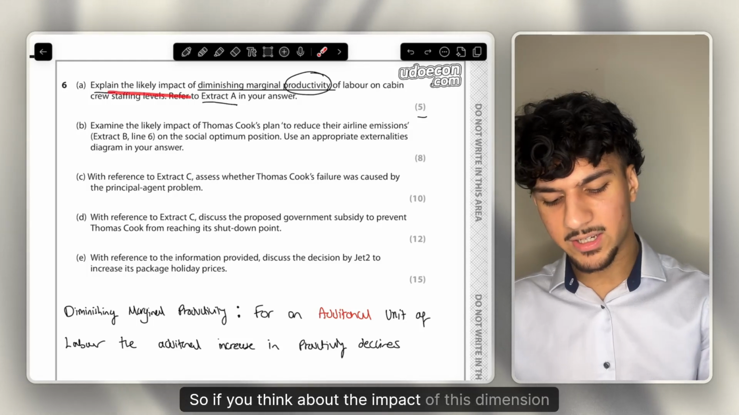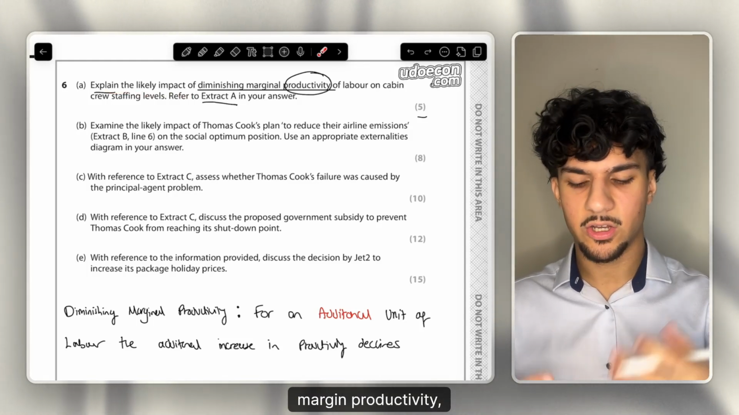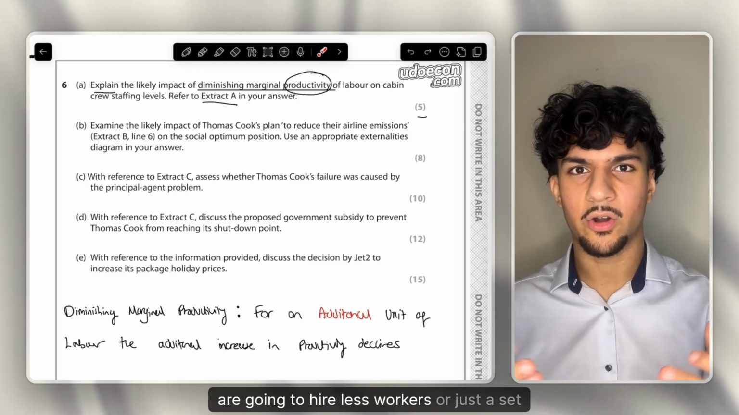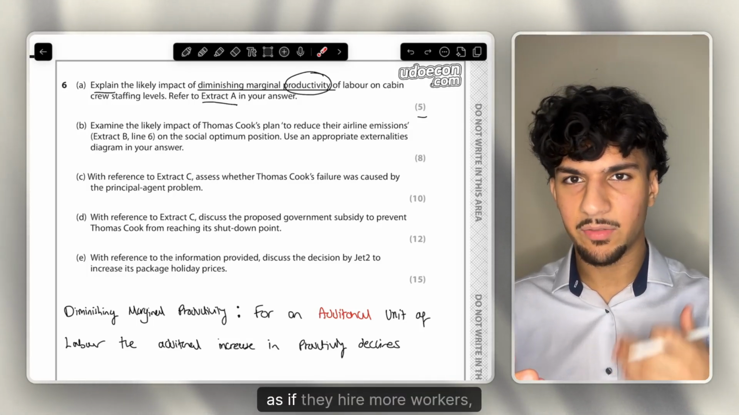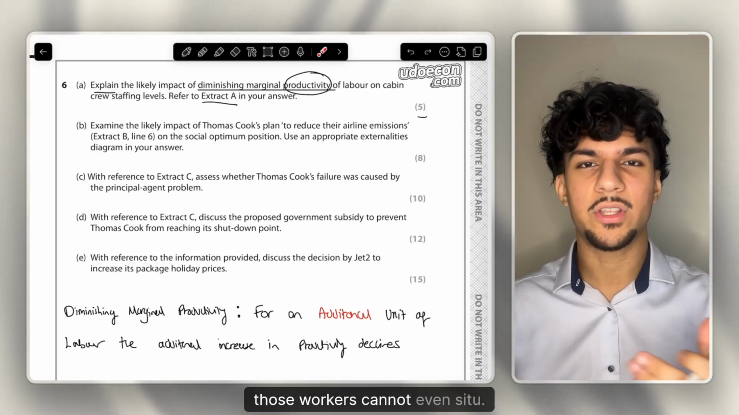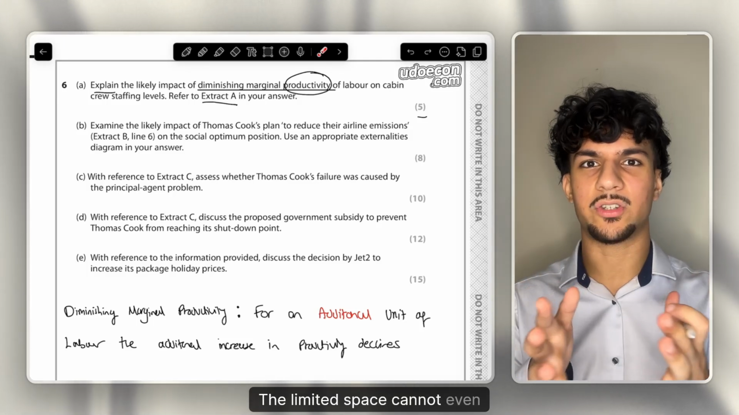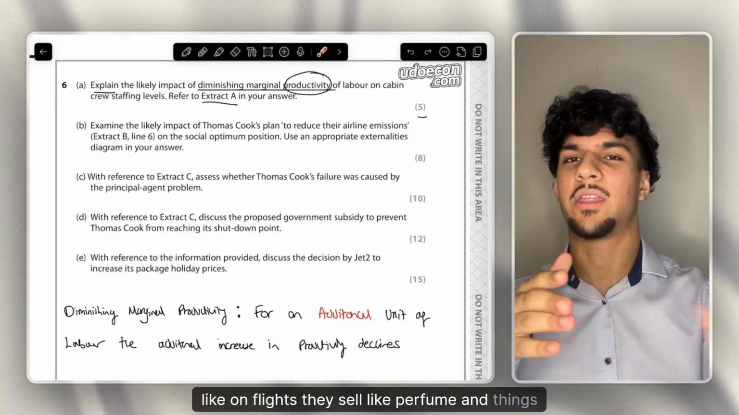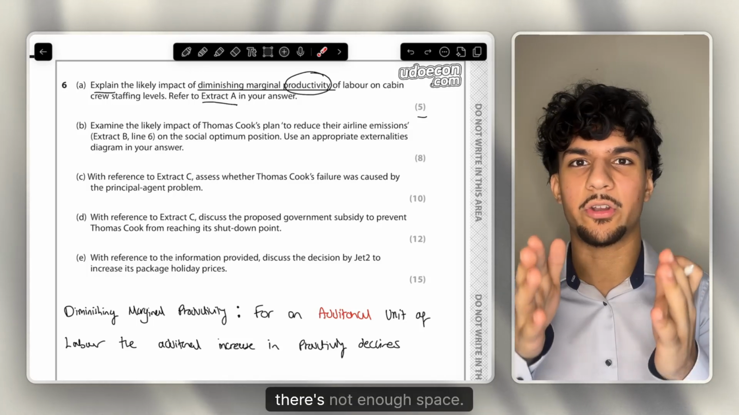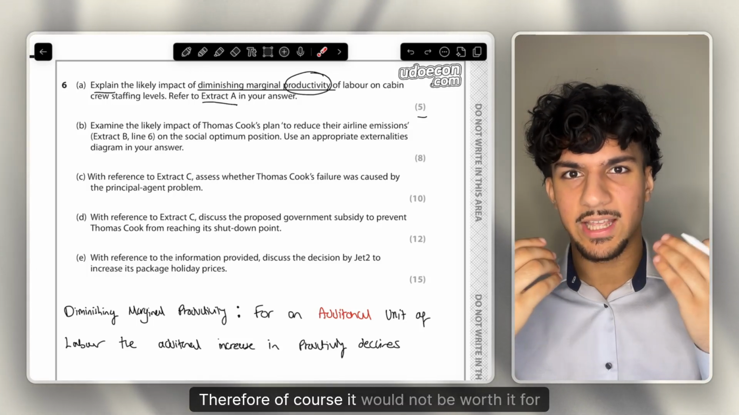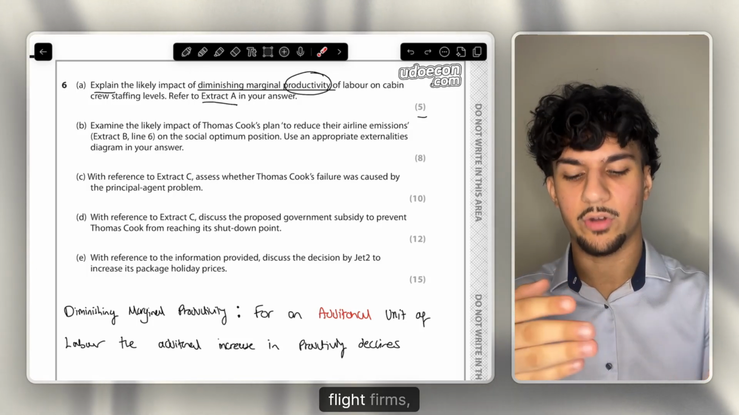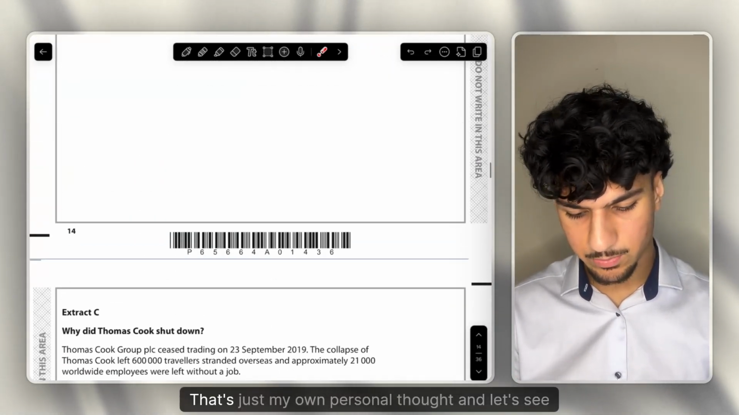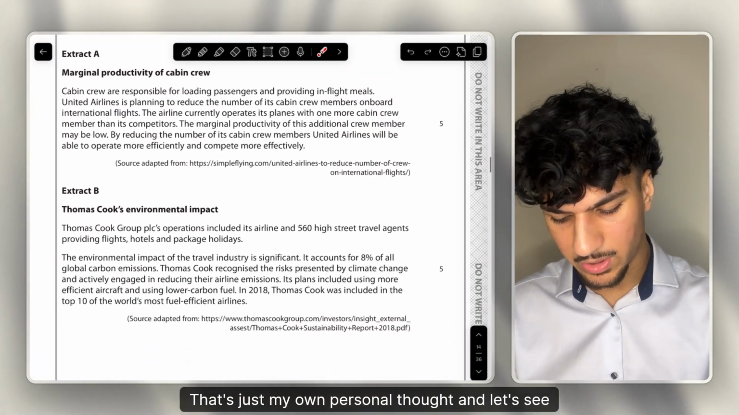So if we're thinking about the impact of diminishing marginal productivity, the impact is going to be that airlines hire fewer workers, or just a set number of workers. If they hire more, due to the limited space those workers cannot even be in the corridor, for example when selling perfume and things like that, since there's not enough space. Therefore it would not be worth it for these airline firms to hire them. But let's have a look at the extract. That's just my own personal thought, and let's see what the extract is saying.